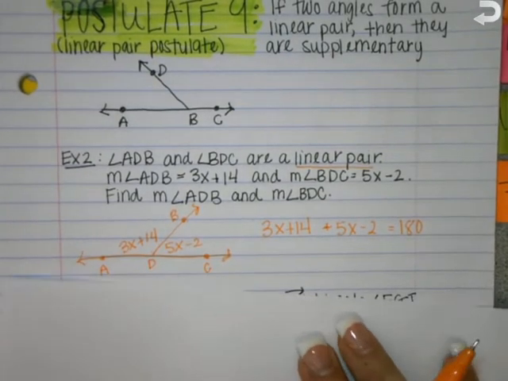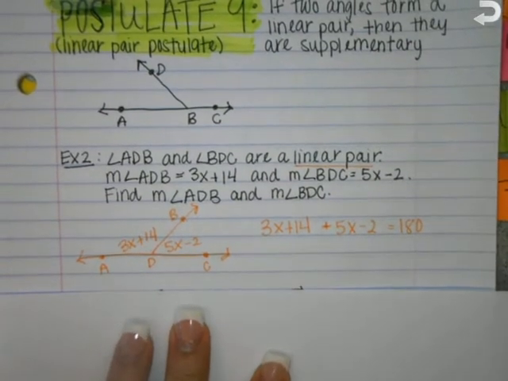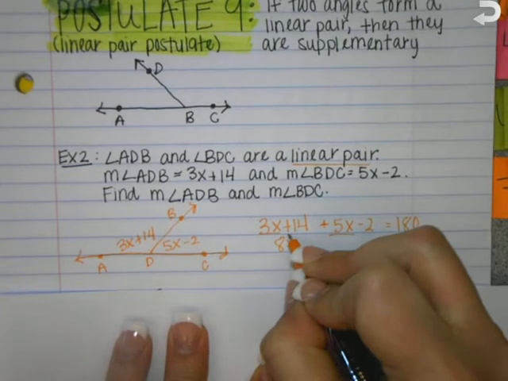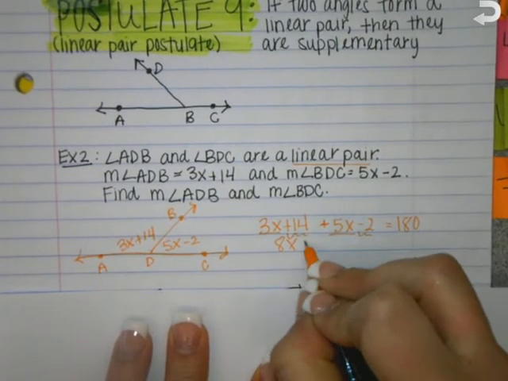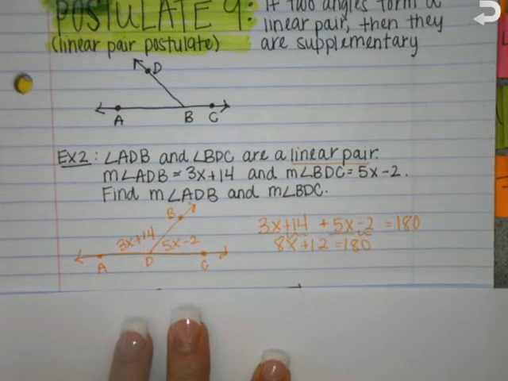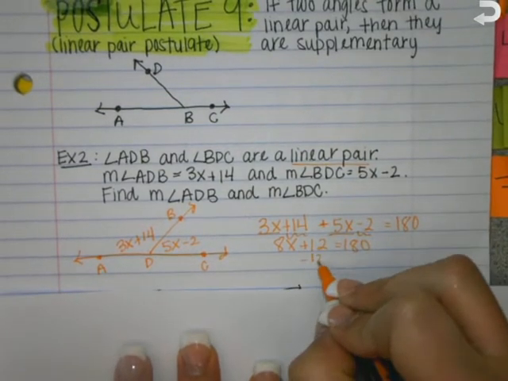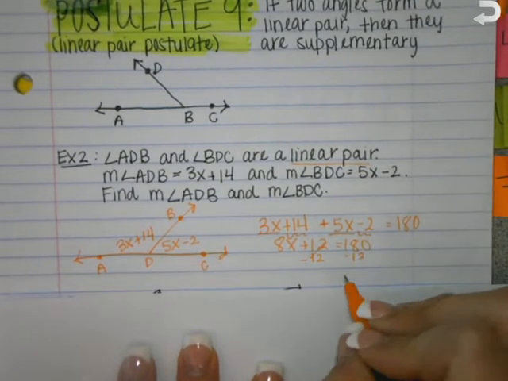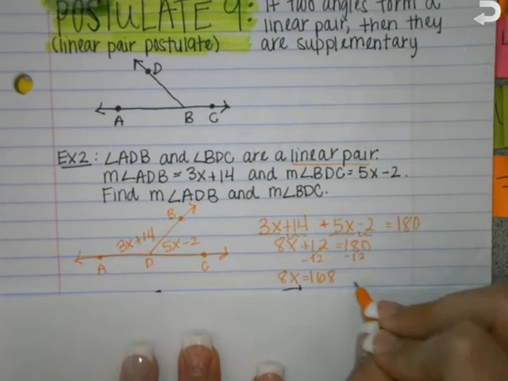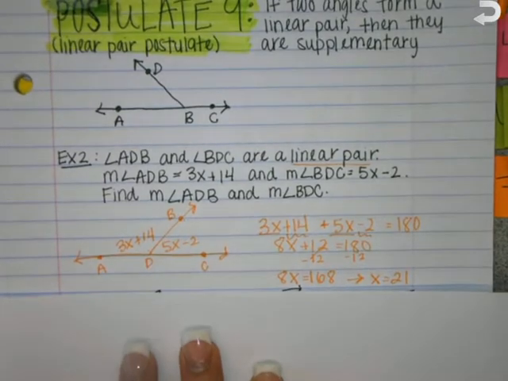Diego, what did you do first? Okay, so first I combine like terms. Combine like terms. So 3x plus 5x gives me 8x. And 14 minus 2 got me 12. Plus 12 equals 180. And then I reversed it. What'd you reverse? I minus 12 from both sides. Subtract 12 from both sides. So we get 8x equals 168. And then when we divide by 8, we get x equals 21. Okay. Are we done?